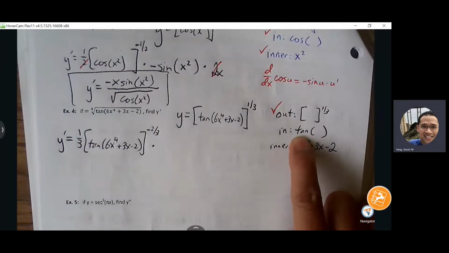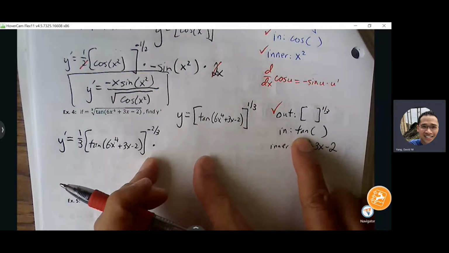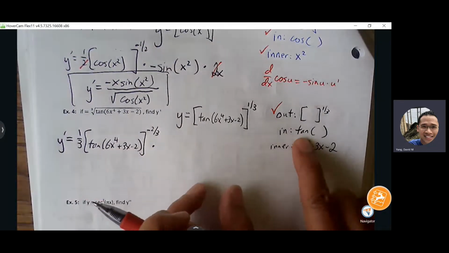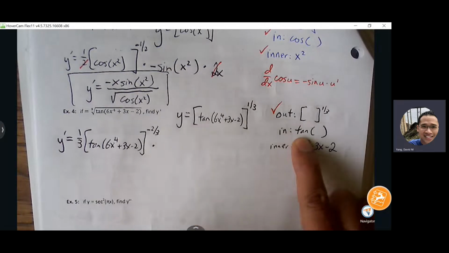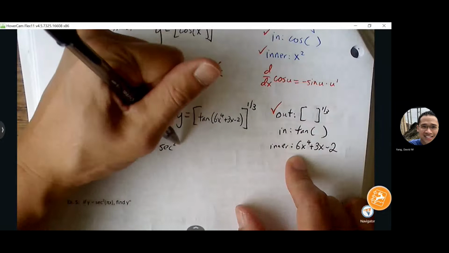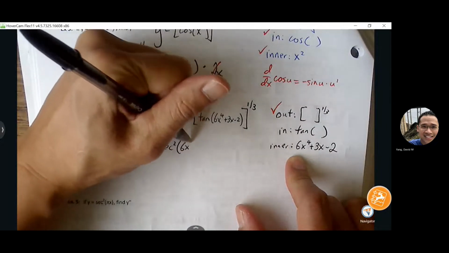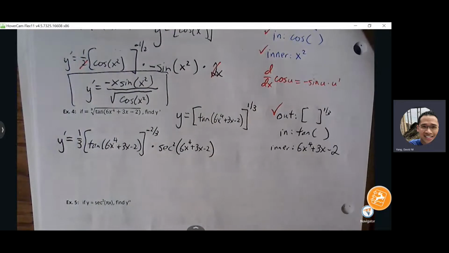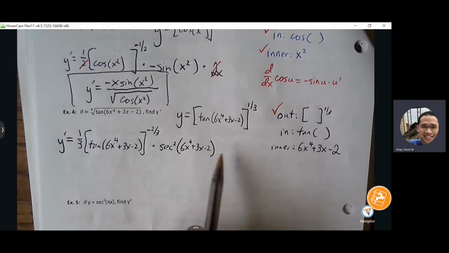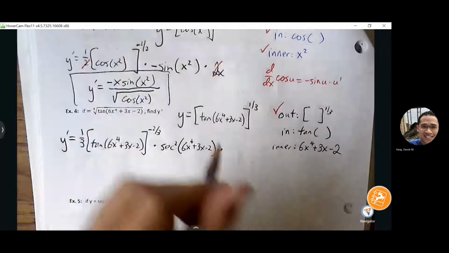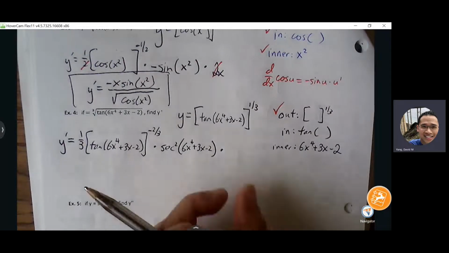Move on to the next function. It's going to be in its own space. We don't want to put it all into one space, right? So they're all going to be in a different space. Tangent's derivative is, so either you can think of it as secant squared u times u prime, or take that inner function derivative. Times, what's the last part?